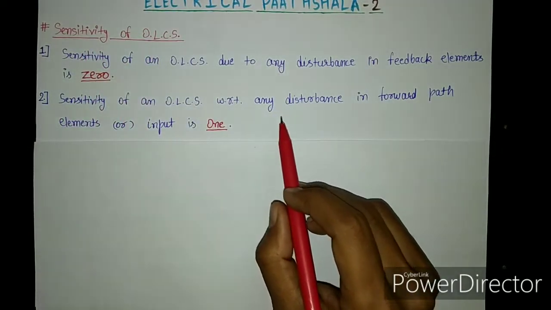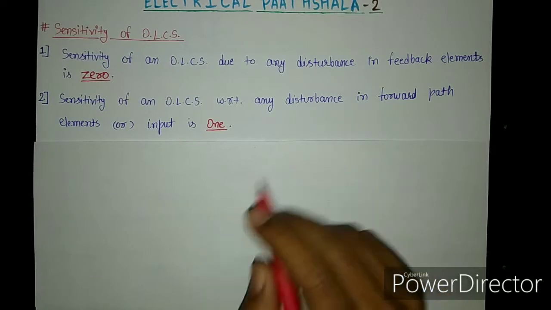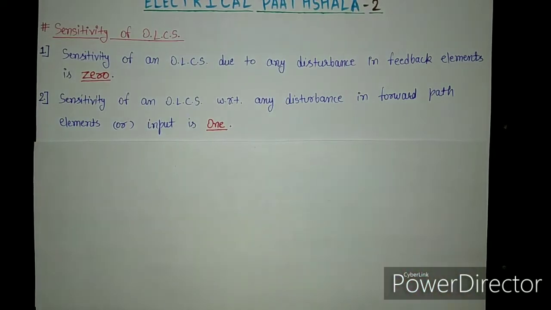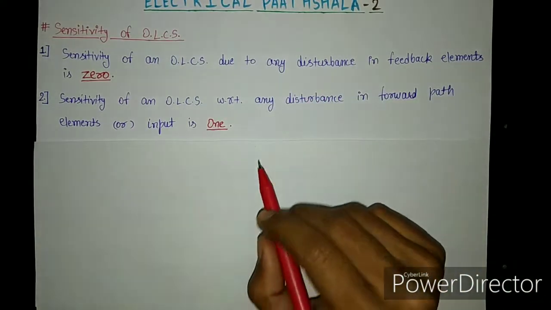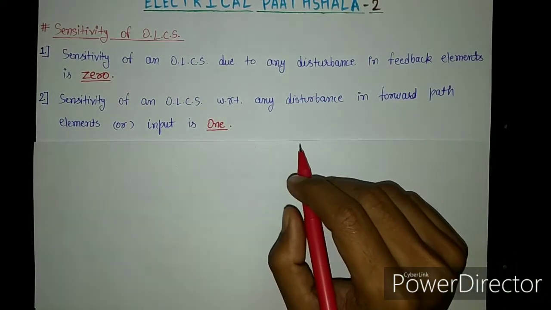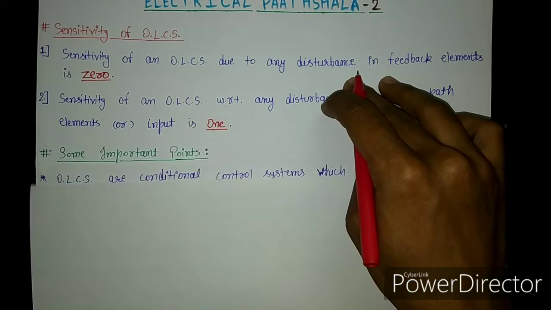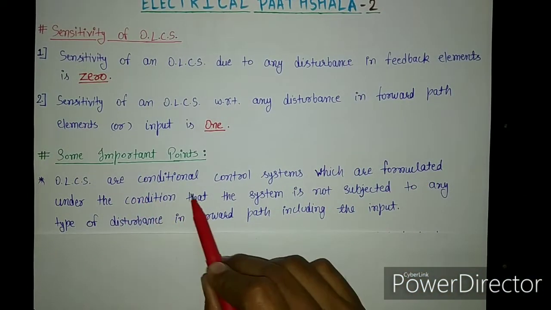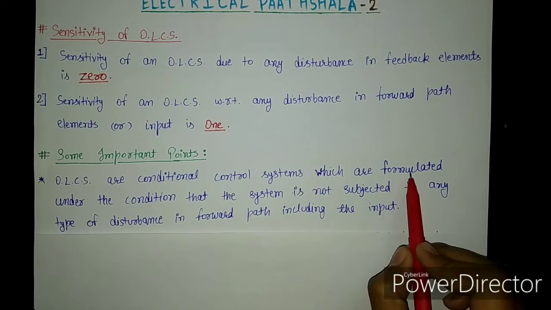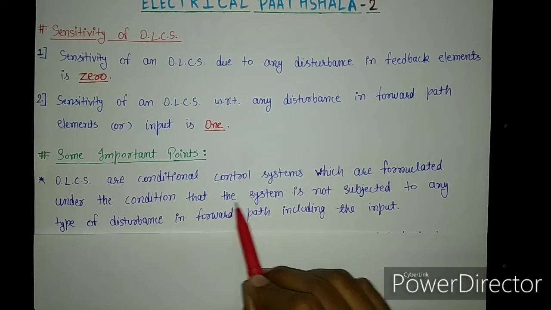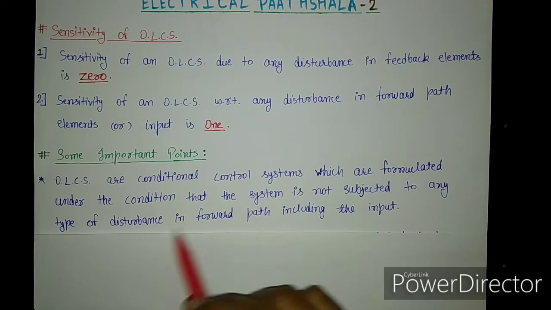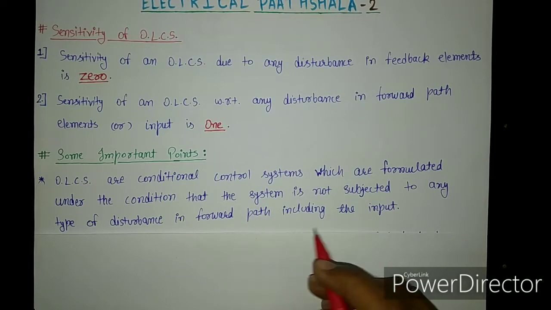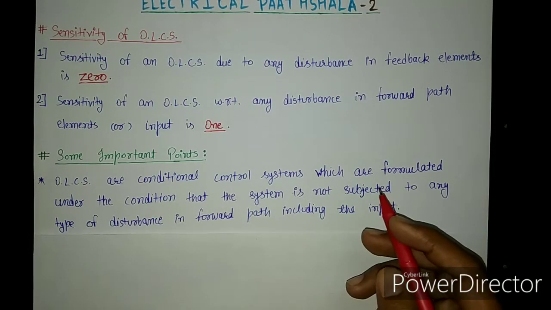We will discuss these points in detail in the sensitivity analysis of control systems. So on the basis of the above discussion, we have written down some important points for open loop control systems. The first point is that open loop control systems are conditional control systems, which are formulated under the condition that the system is not subjected to any type of disturbance in the forward path, including the input. We have already discussed this point.